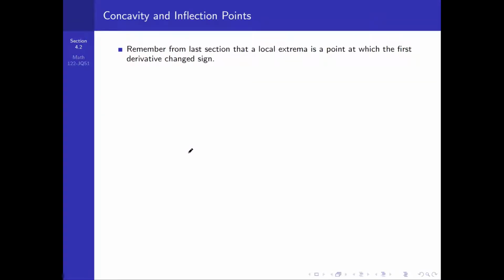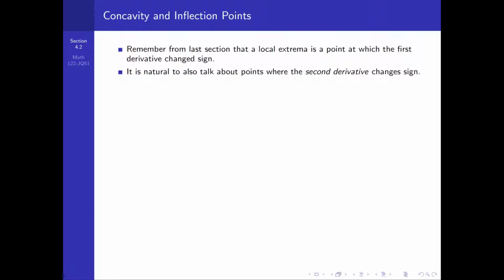So remember from last time that a local extrema was defined to be a point where the first derivative changed sign. So that first derivative could change from positive to negative, or it could change from negative to positive. But as long as that sign changed, we said that the point at which that occurred was going to be called a local extrema. And remember that point could either be a local minimum or a local maximum, depending on whether the sign changed from positive to negative or from negative to positive.